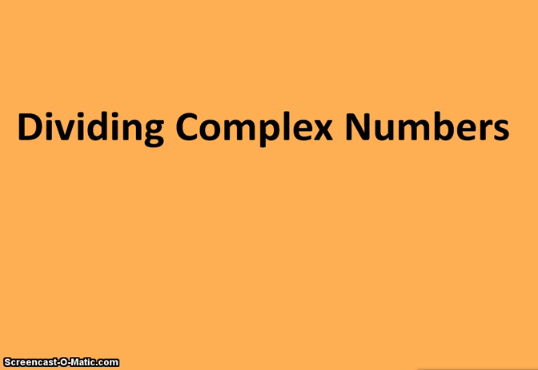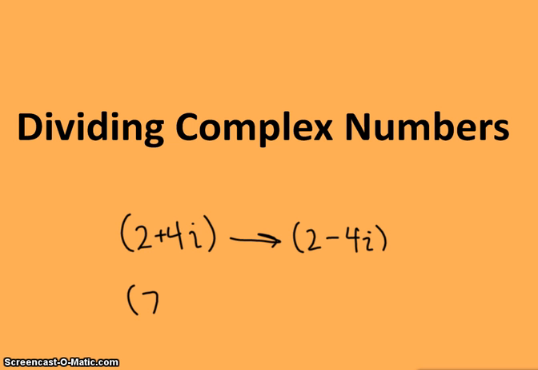Let's say 2 plus 4i. To create the conjugate for this complex number, all you would have to do is change the sign from a positive to a negative. Now let's create another one. Let's say 7 minus 3i. The conjugate for this complex number would be 7 plus 3i. Nothing else changes except for the sign on the inside.